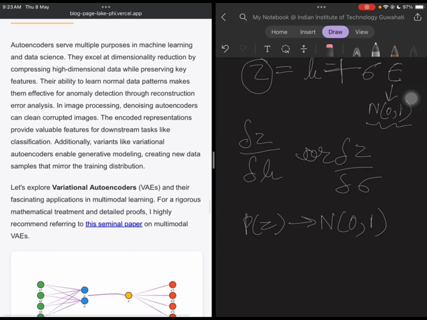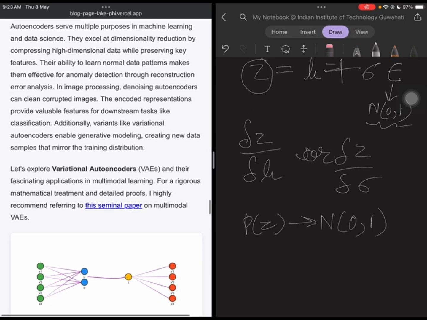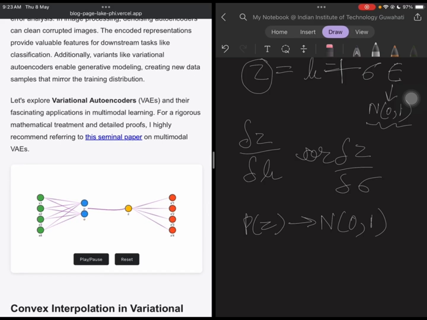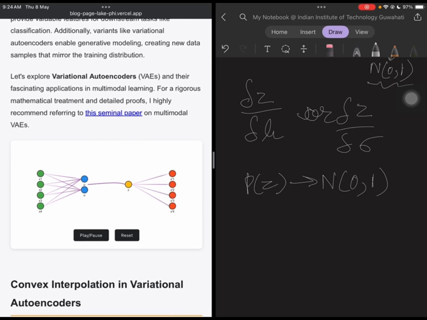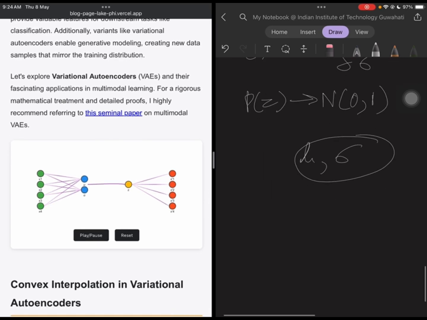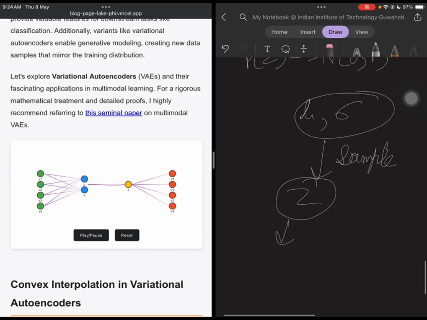Now, applications you can read about. You can see the visualization: we are making mu and sigma, then sampling Z and then reconstructing. So by now you have a hint that it is a generative model. After training, we have mu and sigma, sample a value, and use the decoder to reconstruct it.